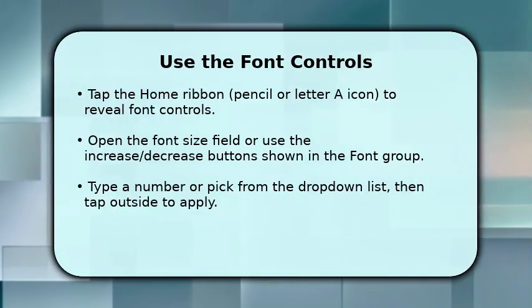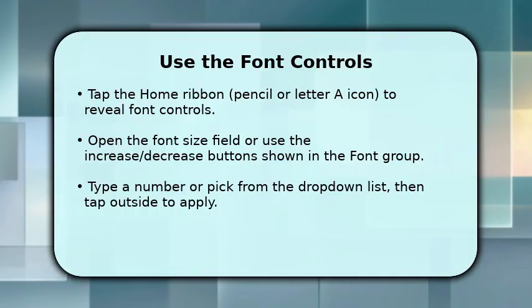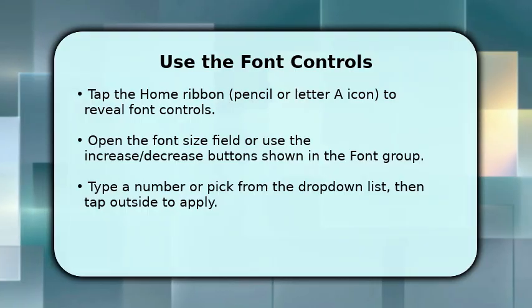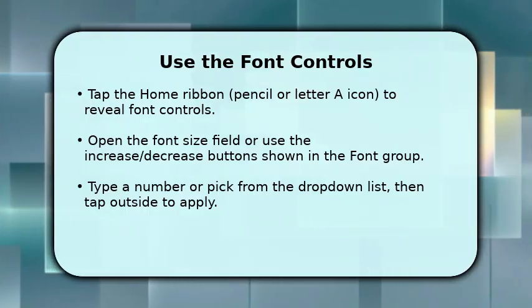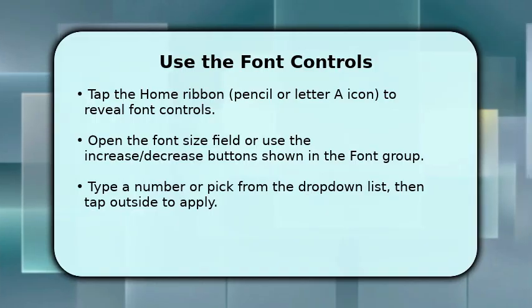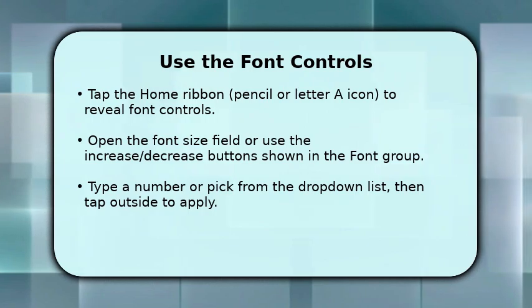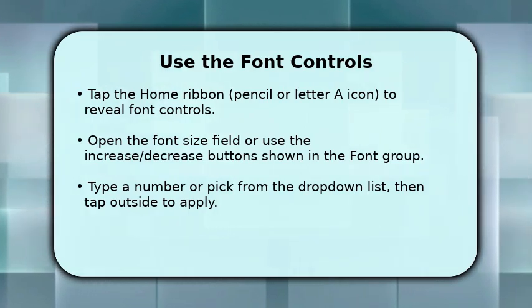Press the up arrow for larger sizes or the down arrow to shrink. If you need an exact size, tap the font size number, type a new value, and confirm. This lets you control precision. Using the drop-down gives quick common sizes, while typing gives exact control for consistent formatting.